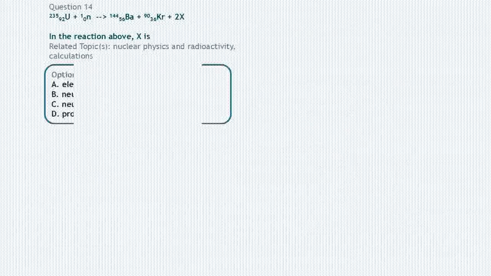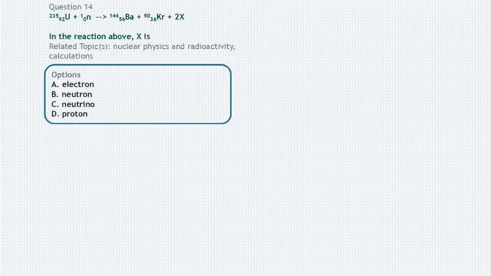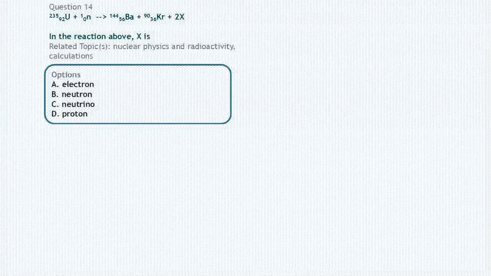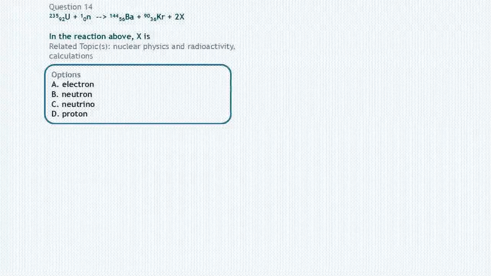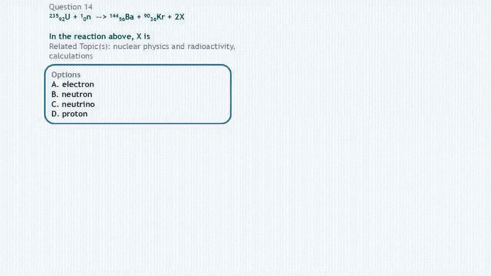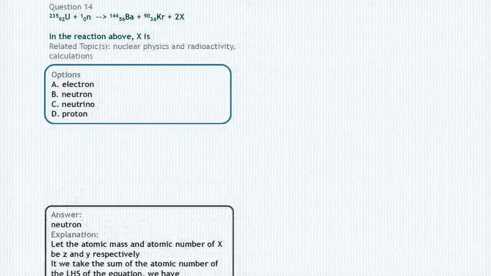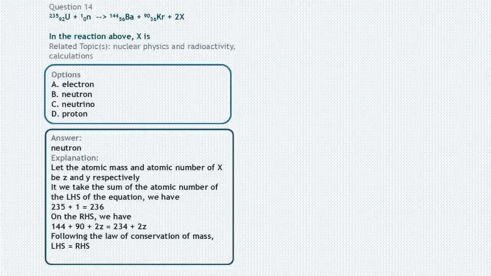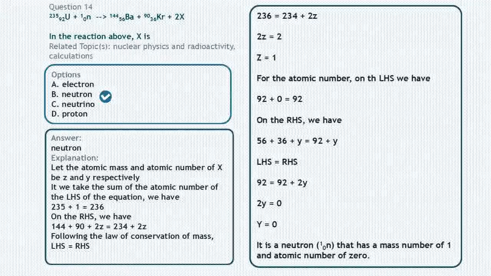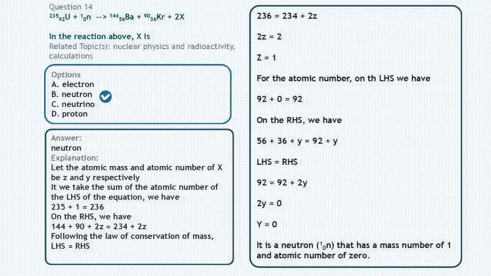Next question on nuclear physics. In the reaction above, X is... Alright. In order to identify the X here, we need to compare the masses that we have on the reactant side and the product side here. Now let the atomic mass and the atomic number of X be Z and Y. So the atomic mass of this X is Z, and its atomic number is Y.